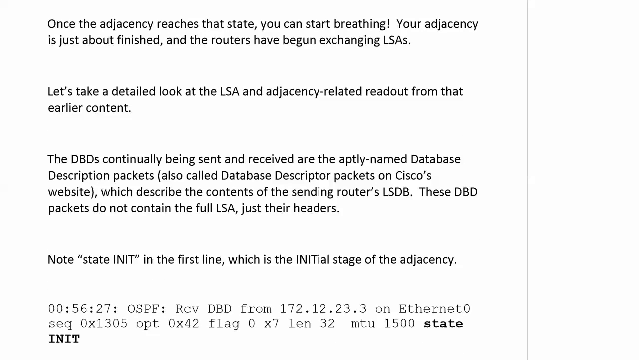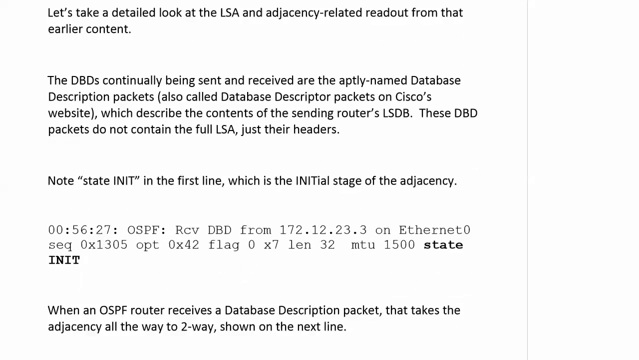And then shortly after that, we saw the rest of this right here. And the adjacency readout, the DBDs that we saw mentioned in the output, they're the database description packets. They're also called database descriptor packets on Cisco's website. I've seen it both ways. And they describe the contents of the sending router's LSDB. Now this doesn't have the full LSA, just the headers. It's basically just saying we're describing this to you, we're just not giving it all to you yet.